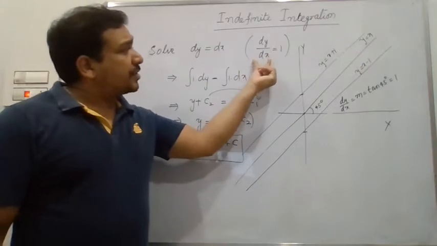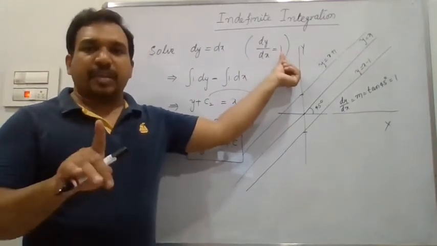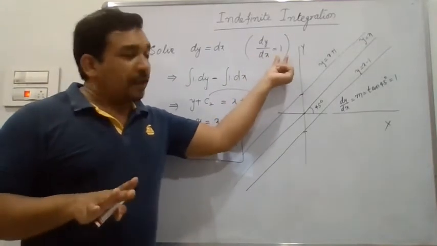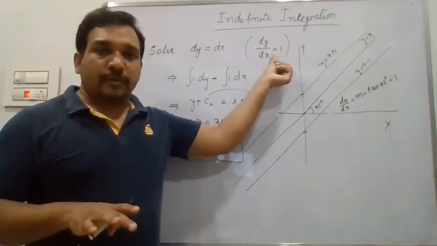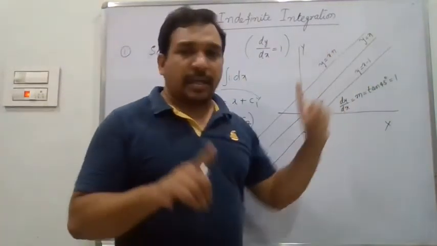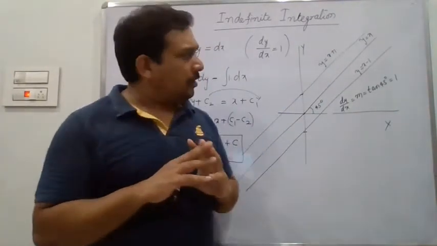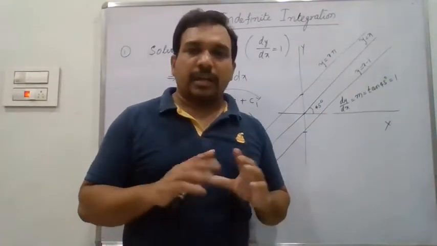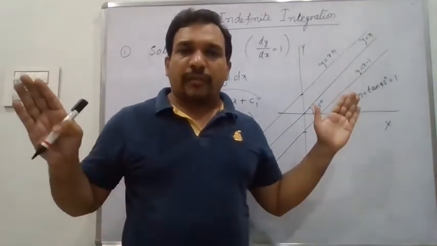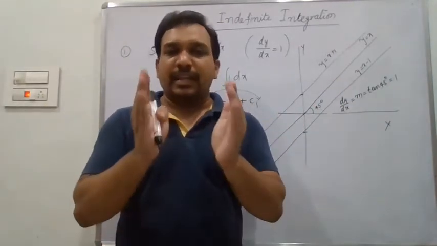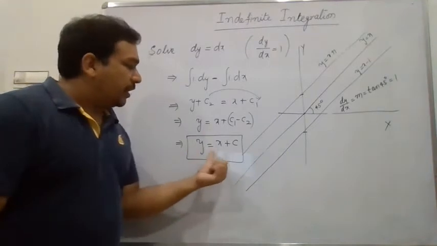So for which function is that derivative 1? That is the actual meaning of the question. For which function is the derivative equal to 1? For y is equal to x, the derivative is equal to 1. For y is equal to x plus 1 also, the derivative is equal to 1. For y is equal to x minus 1 also, the derivative is equal to 1. So all the functions together, I can write as a single function where y is equal to x plus c.